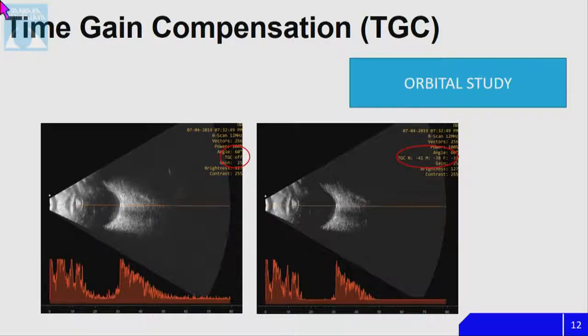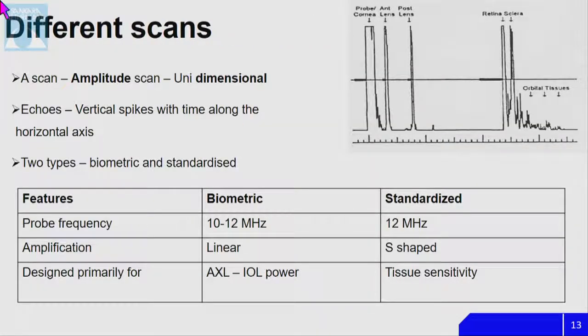And it is very useful for orbital study. So what are the different scans? There is A scan or amplitude scan and a B scan. I'm going to talk about B scan mainly. A scan, I'm just saying a word about it. So A scan or an amplitude scan, it is unidimensional.